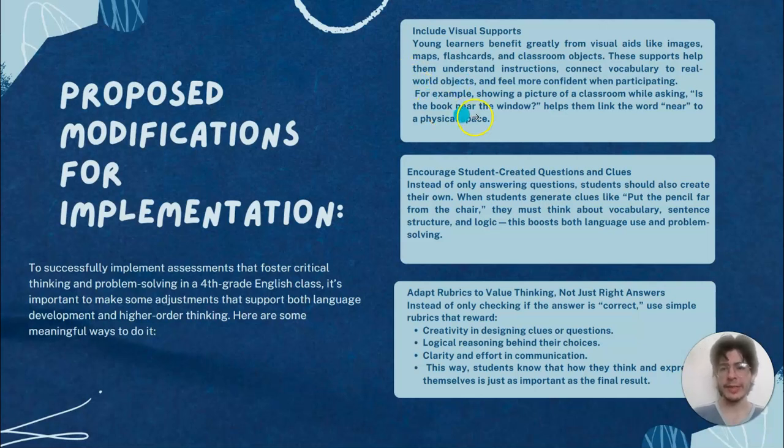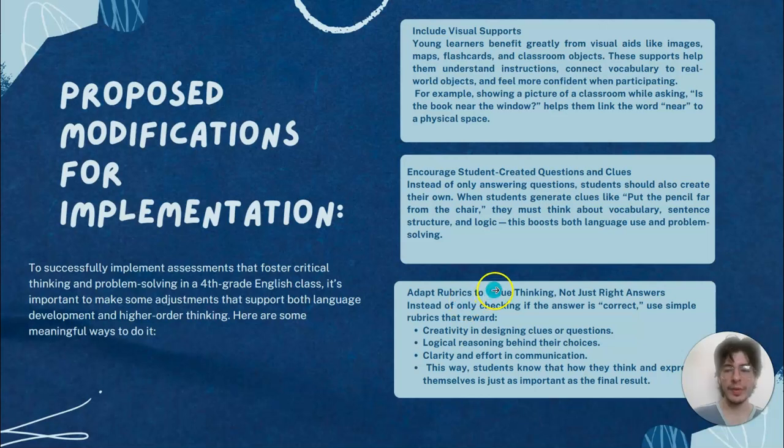So here's an example: showing a picture and asking if the book is near or not to the window. The second part is to encourage the students to create questions and clues instead of only answering one question. Students can also create their own answer, justifying why they think like that, and creating a sentence and structure that makes sense for them. And the last part is to adapt some rubrics to value thinking, not just a right answer.